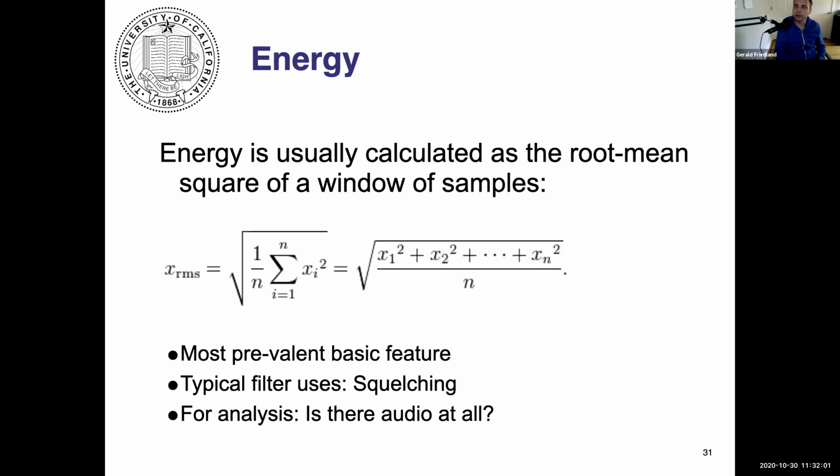Okay, you say, okay, the 10 millisecond energy or the 1 second energy. All you do is you take all samples, root mean square them, and you will be surprised. This is the most basic prevalent feature. It'll help you with so many things. It'll just work.